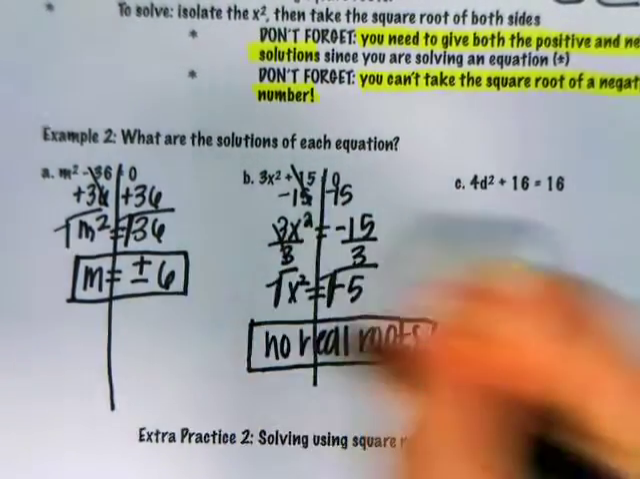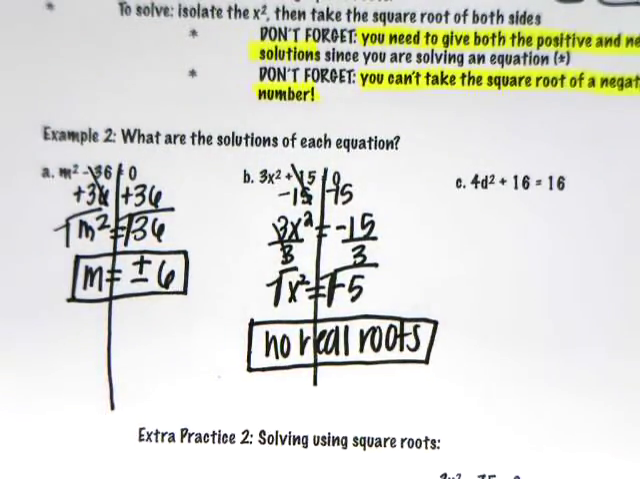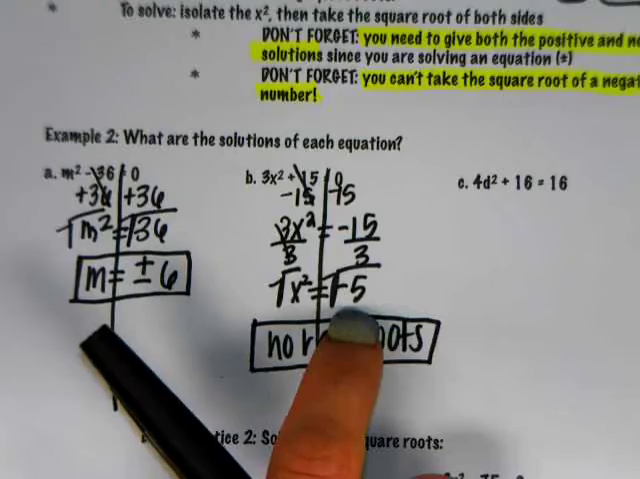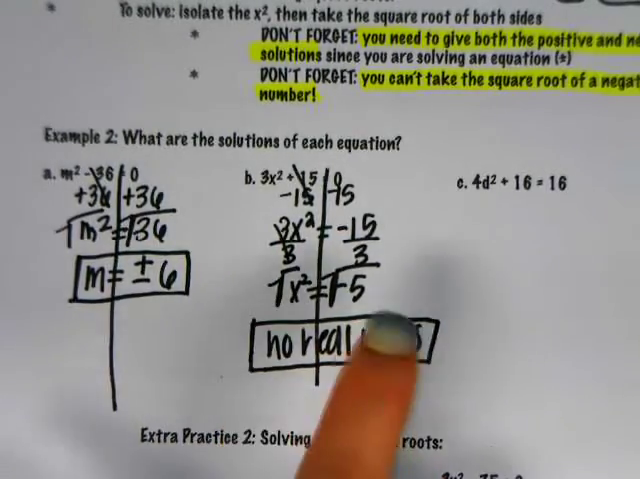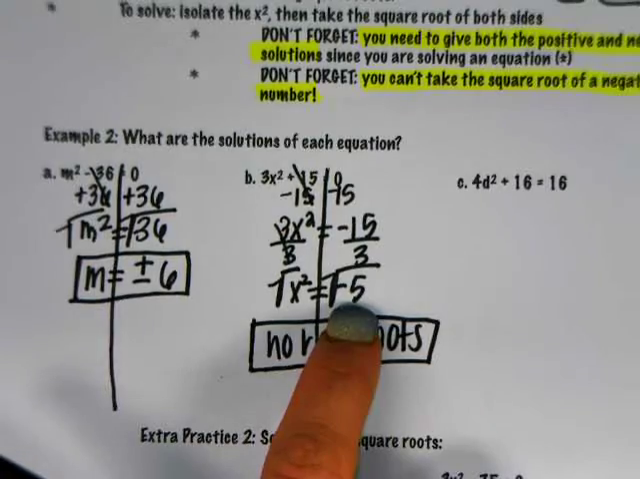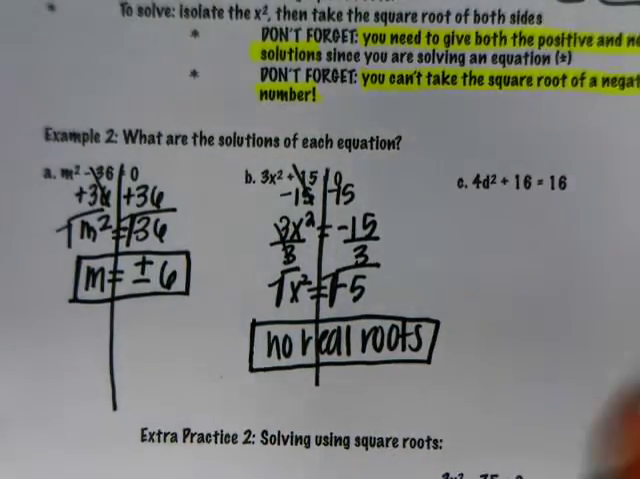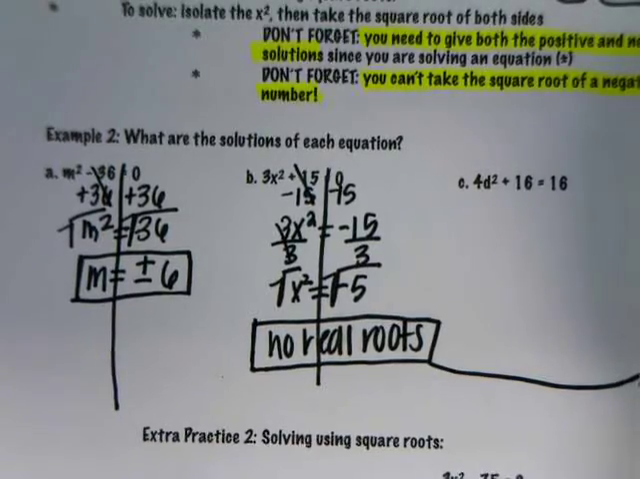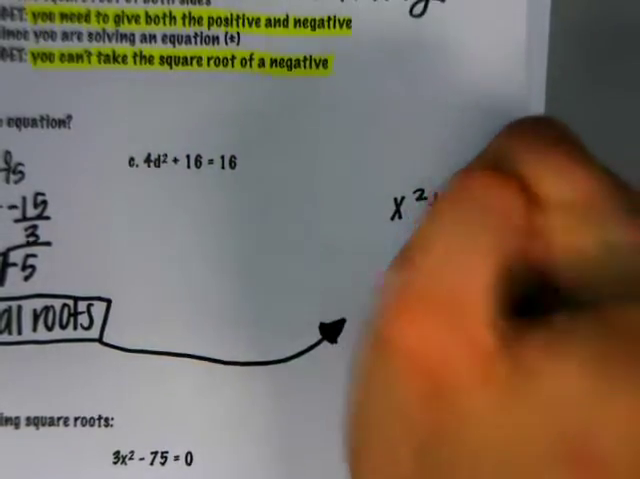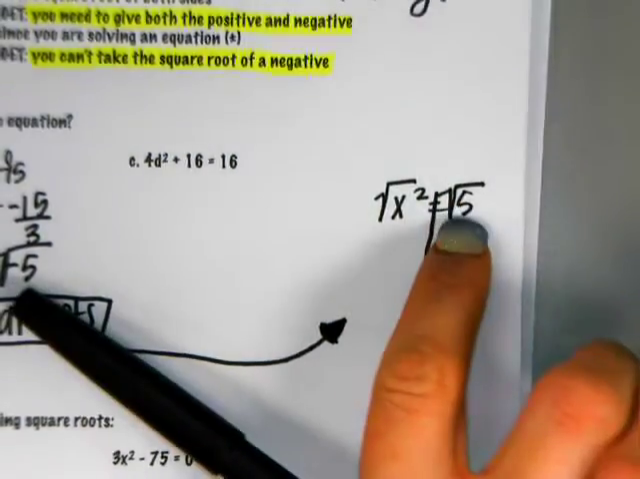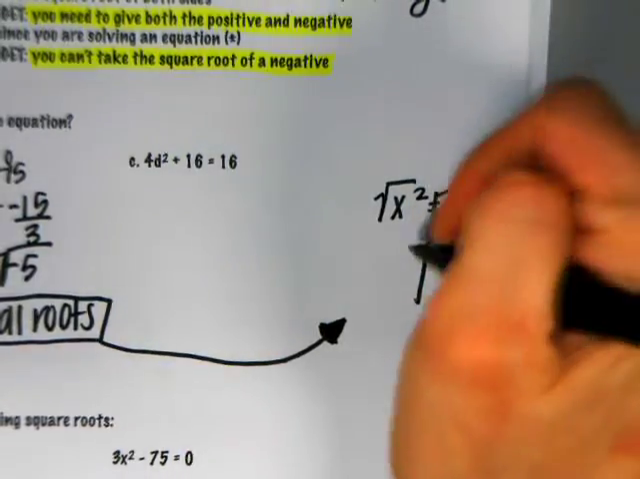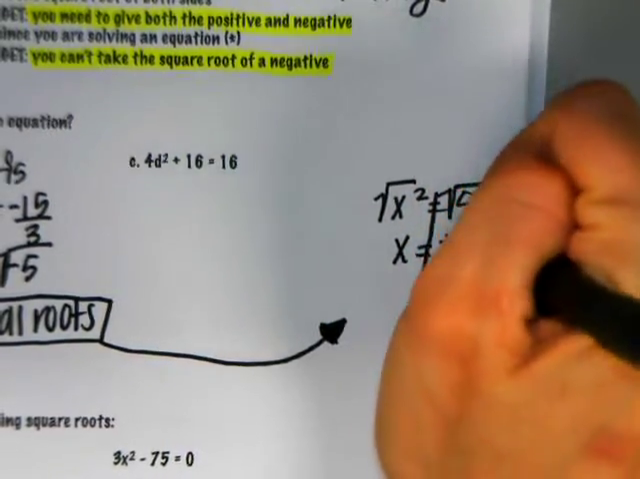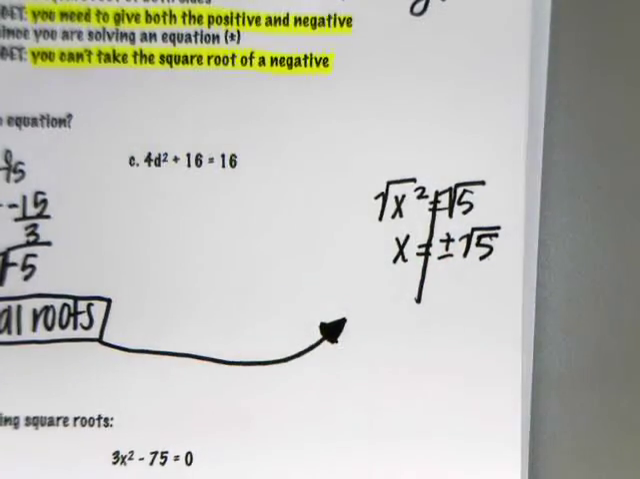If that was a positive 5, what I see a lot of people think is that because you can't actually take the square root of 5, it's still going to be no solution. That's not the case. Let me make a little note. If it was x squared equals 5, for example, and you square root both sides, since 5 doesn't have a square root, you would just keep it as x equals plus or minus the square root of 5, like that.